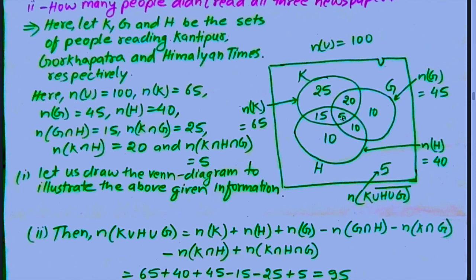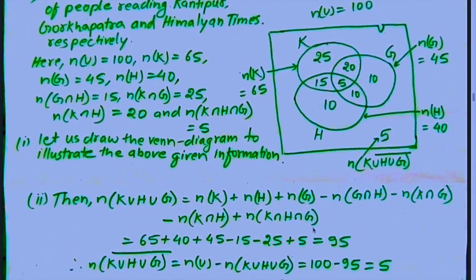Here, five people means read all three newspapers, Kantipur, Gorkhapat and Himalaya Times. But here, five did not read any one of the newspapers, neither Kantipur, nor Gorkhapat, nor Himalaya Times. Intersection of K and G only is 20, but the complete intersection of K and G is 20 plus 5. Intersection of H and G only is 10, but complete is 10 plus 5. Intersection of H and K only is 15, but complete is 15 plus 5. Intersection of all three sets is 5. So all this has been clearly explained here.